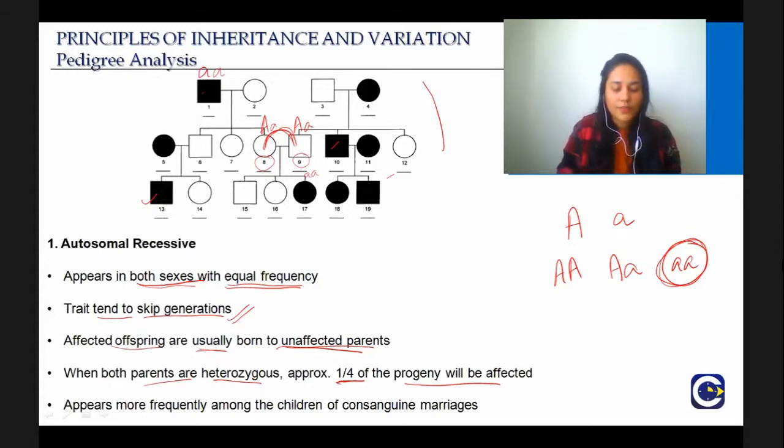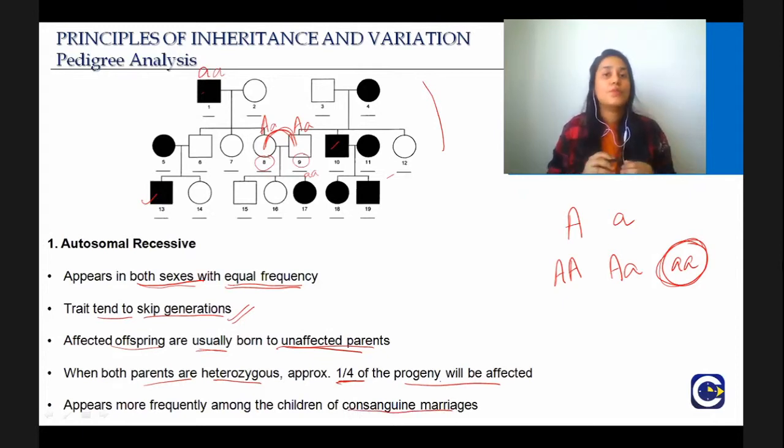And it appears more frequently amongst children of consanguineous marriages, marriages between relatives. When cousins are married, then these diseases are more common.